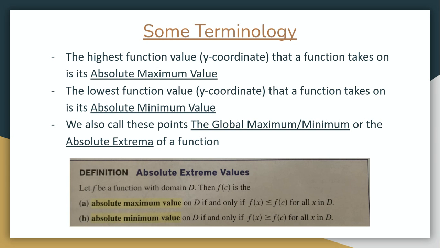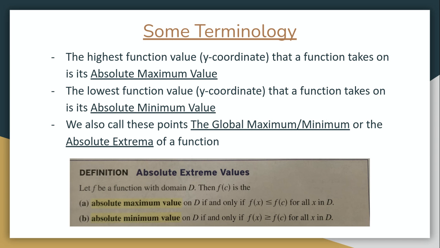We call these points the global maximum or minimum, or the absolute extrema of a function. Absolute, yet again, just means absolute, because we're talking about the highest function value or the lowest function value. We're talking about the absolute highest or lowest value.